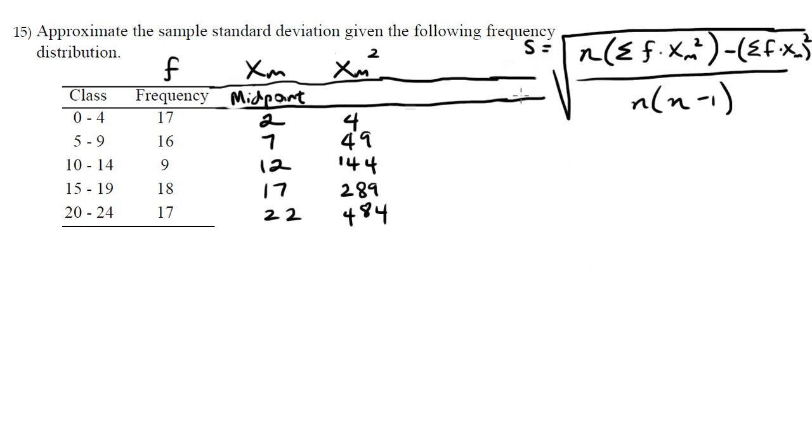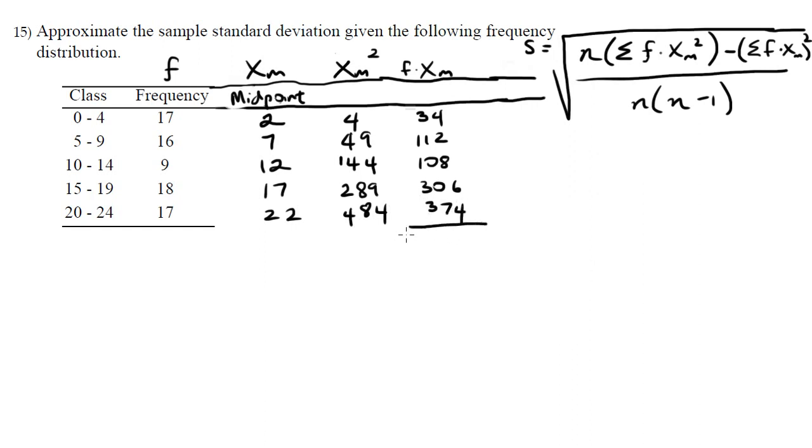Okay. So first let's do F times XM. Frequency times the midpoint. Okay? I'll do it on my calculator over here. So we've got 17 times 2, that's 34. 16 times 7, that's 112. 12 times 9, that's 108. Okay, let's put this in. 18 times 17, 306. 17 times 22.